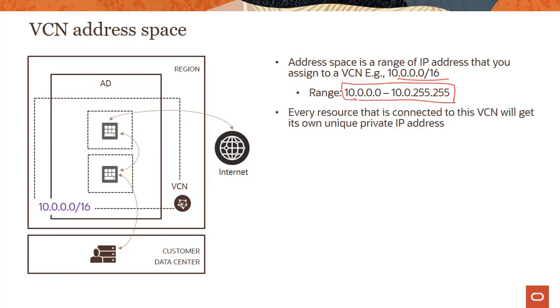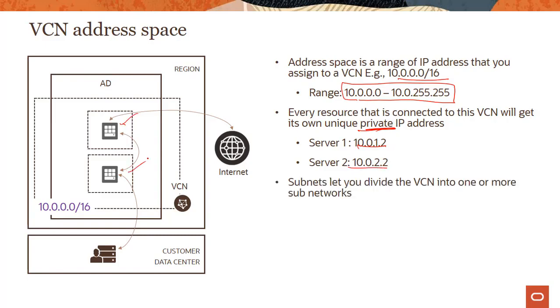Now, every resource that is connected to this VCN, like a compute resource, will get its own unique private IP address. Remember, it's a private IP. So server one has this IP, and this particular server has this particular IP address. Now, how did those servers get those IP addresses?